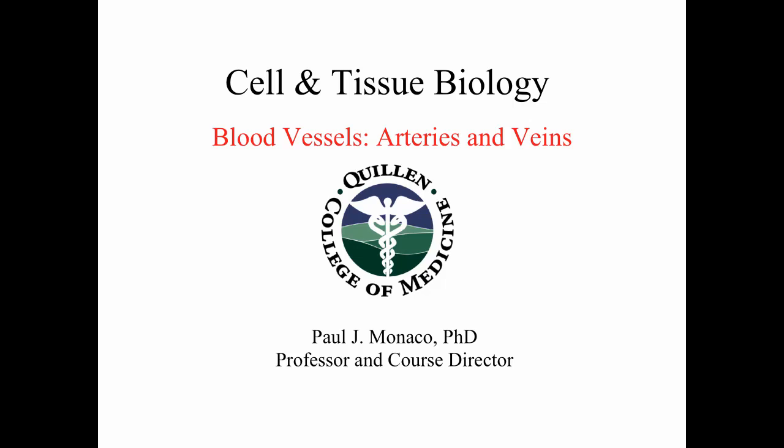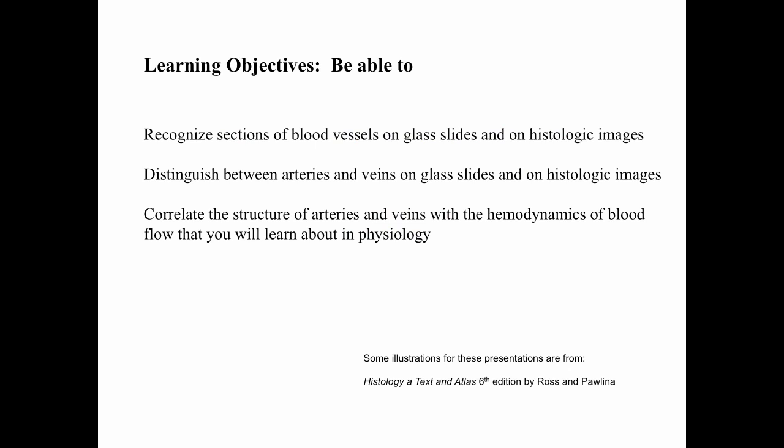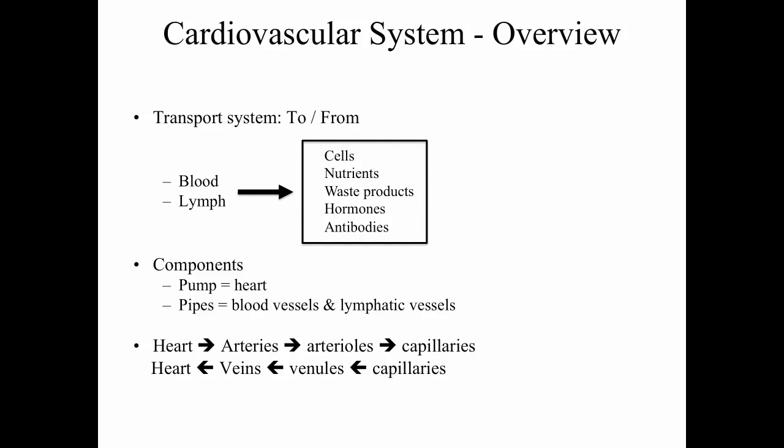In this podcast, we're going to talk about blood vessels, the arteries, and the veins. Your learning objectives: you should be able to recognize sections of blood vessels on glass slides and on histologic images. You should also be able to distinguish between arteries and veins. And we hope that you'll be able to correlate the structure of arteries and veins with the hemodynamics of blood flow that you're going to learn about in your physiology course.